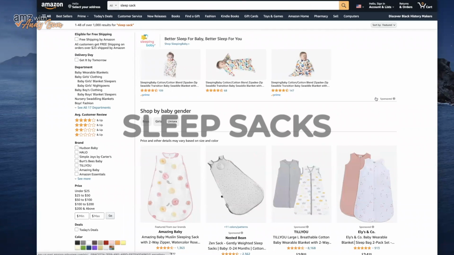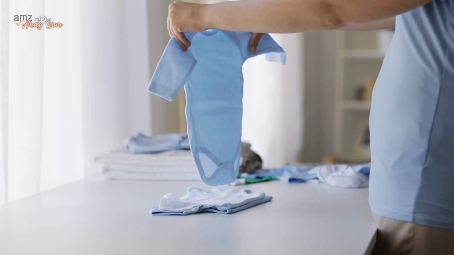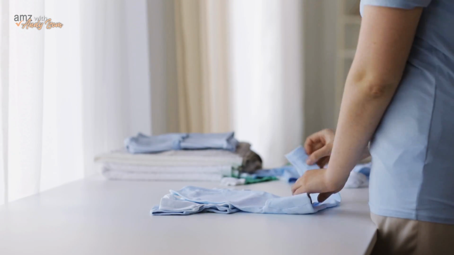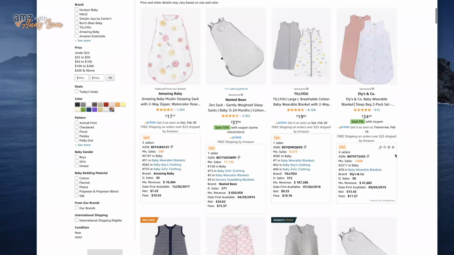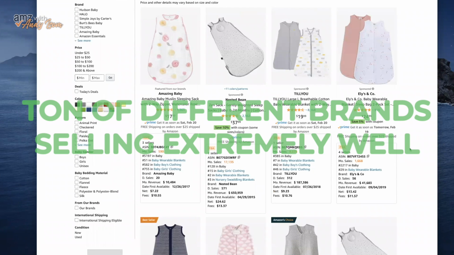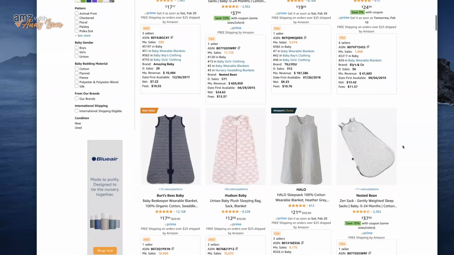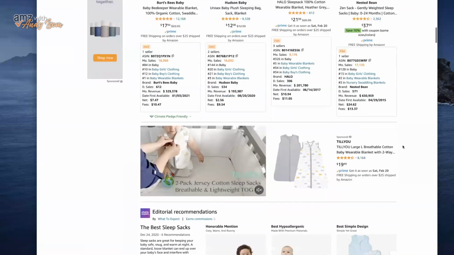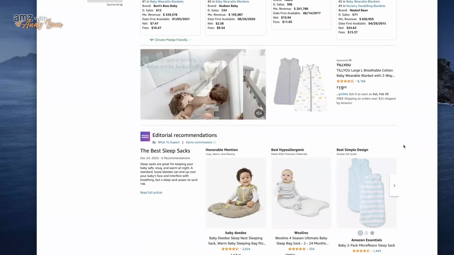So let's just pretend you wanted to start a brand around baby clothing, and the first product that you're targeting or looking at are sleep sacks. Now, sleep sacks sell extremely well on Amazon. And the nice thing is that there's a ton of different brands selling extremely well. So it's a great place that you could come in as a new brand and find a way to get some sales. However, you do need to be very, very aware of the market.